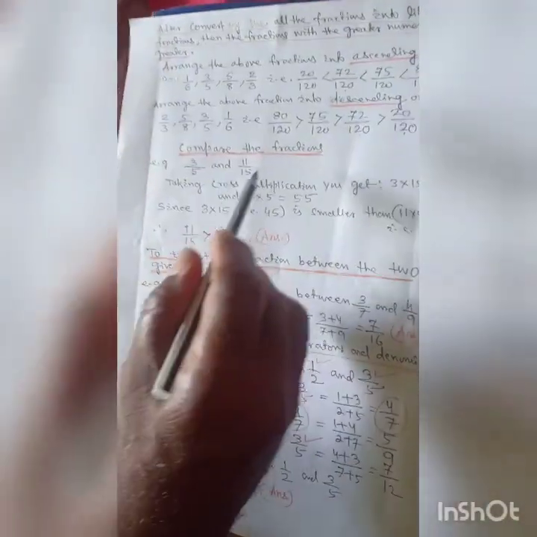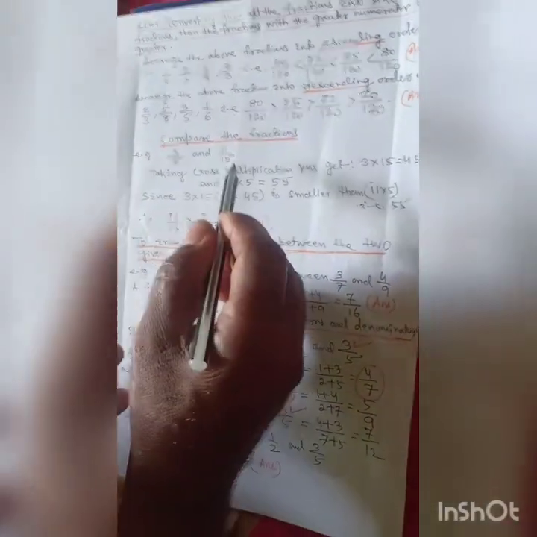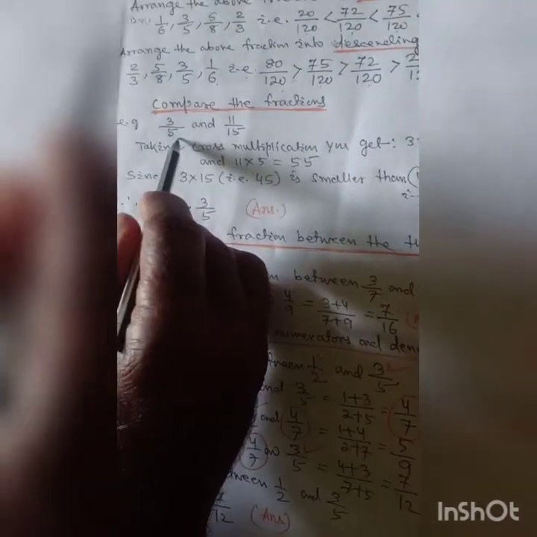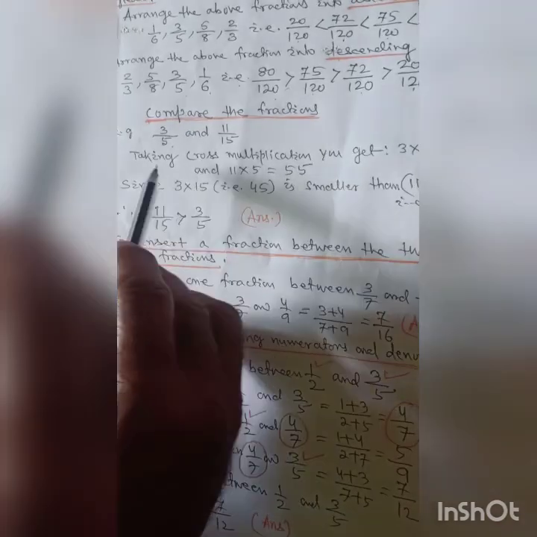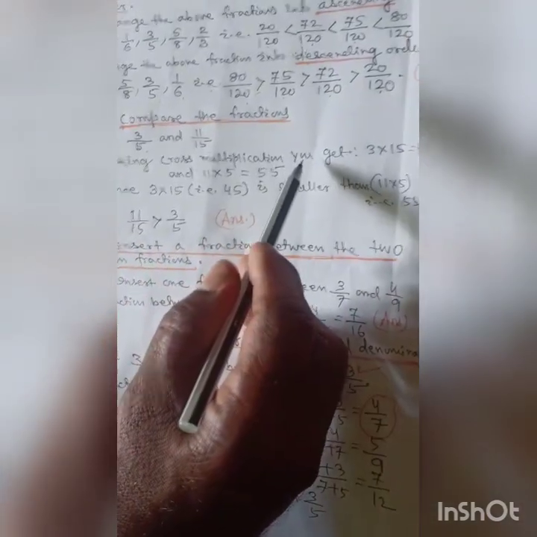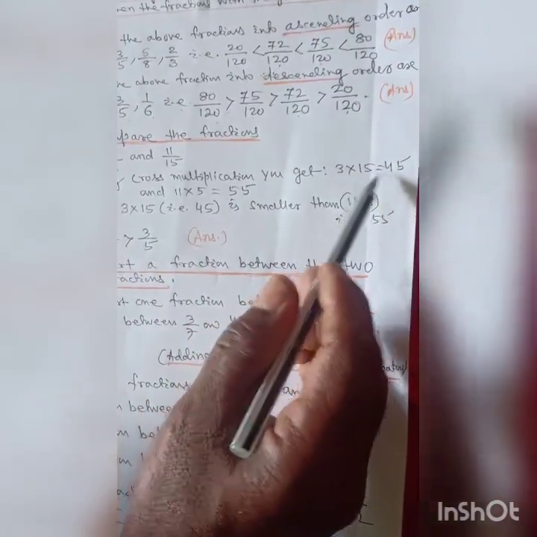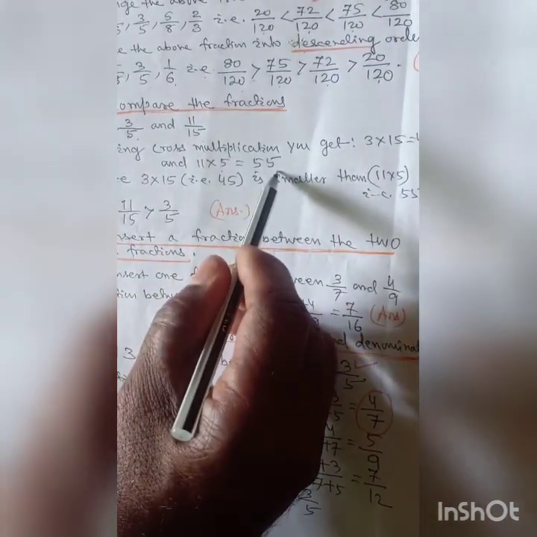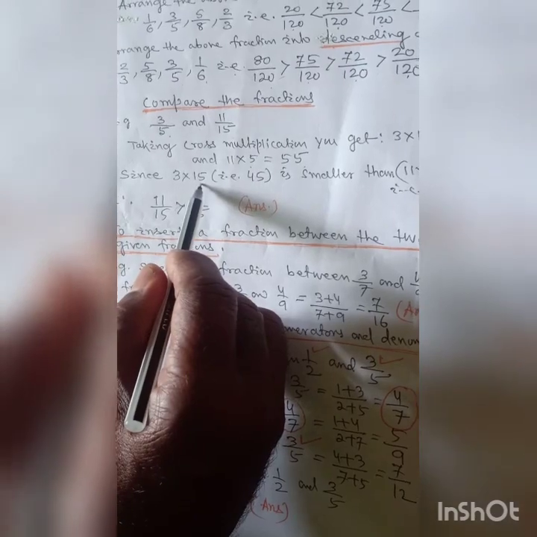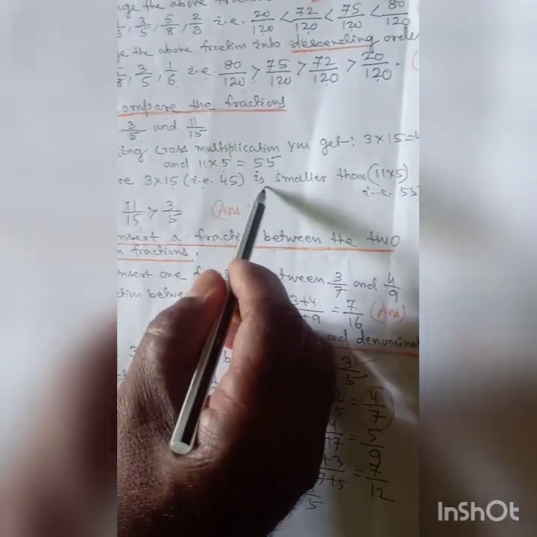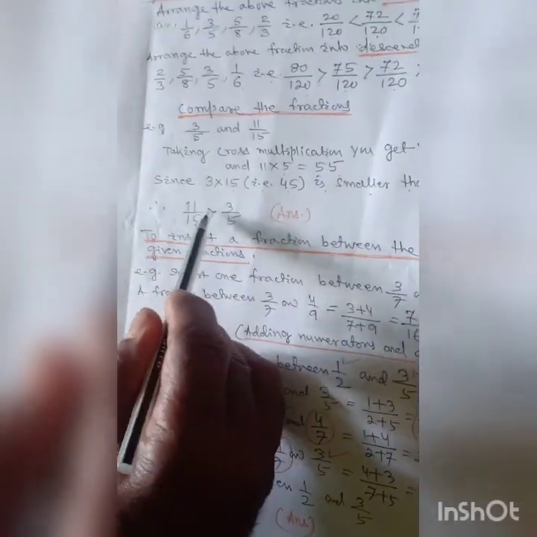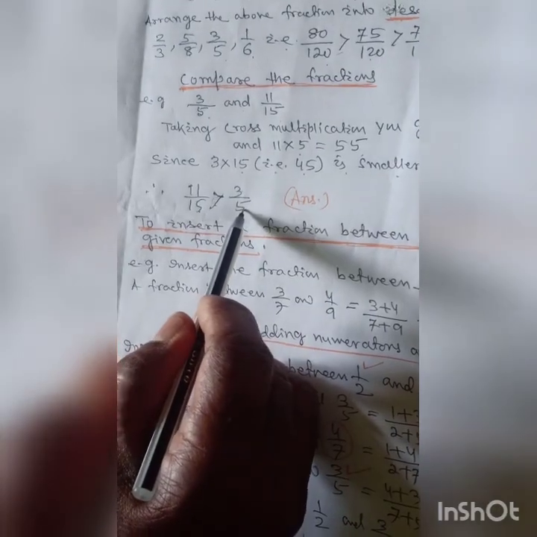Now how do you compare fractions, that means which fraction is bigger or which fraction is smaller. For example, 3 by 5 and 11 by 15. Taking cross multiplication, you get 3 into 15 equal to 45 and 11 into 5 equal to 55. Since 3 into 15, that is 45, is smaller than 11 into 5, that is 55, therefore 11 by 15 is greater than 3 by 5.